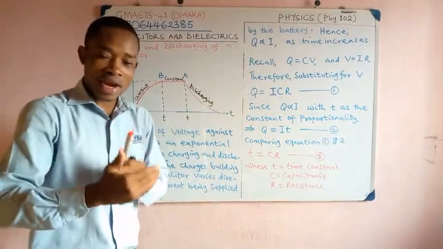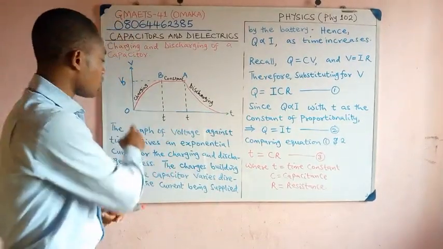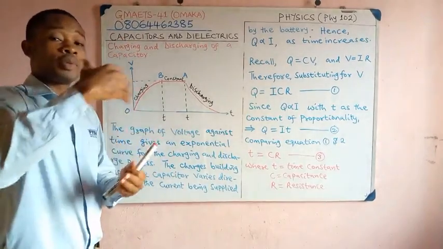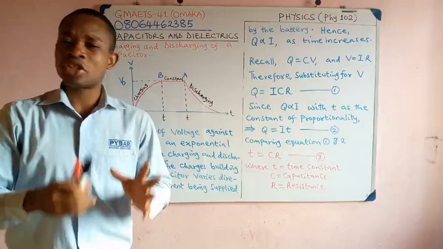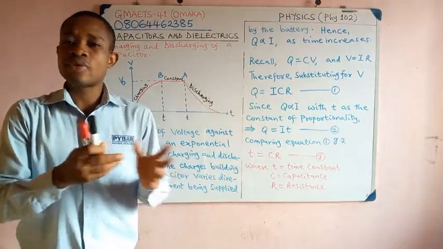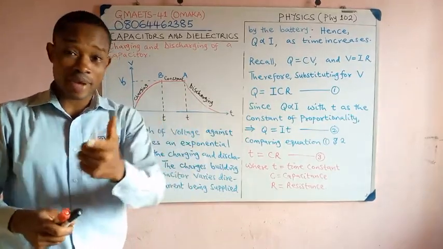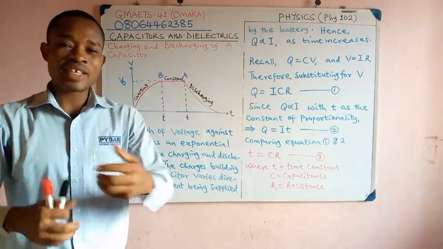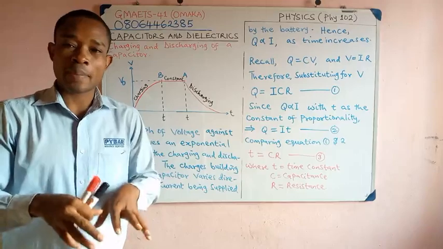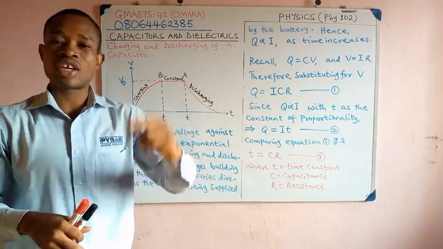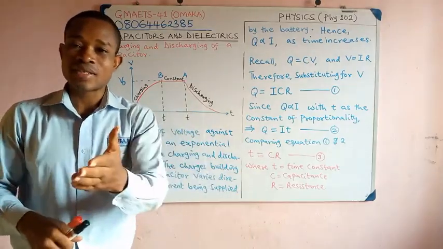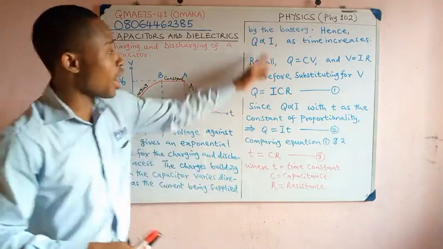Let us say as time is counting from the initial time 0, the charge will start building up in the capacitor. And you know that the charge build-up is as a result of the current supplied by the battery, okay? Which means that the charge stored by the capacitor is directly proportional to the current supplied by the cell. That's the battery. And that's what we have here.